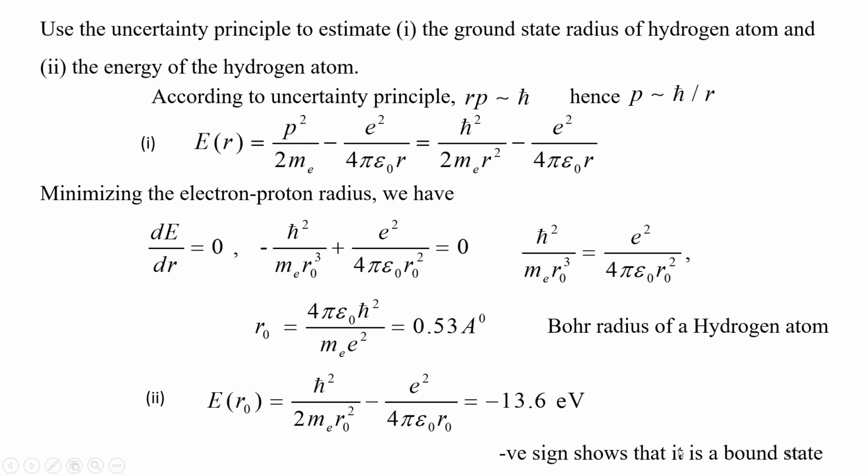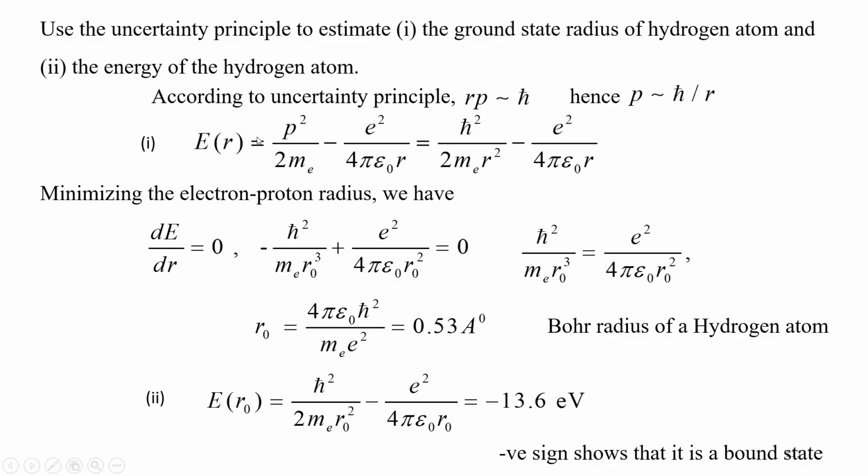Now let us solve one small problem connected with the uncertainty principle. We are going to estimate the ground state radius of the hydrogen atom and the energy of the hydrogen atom. According to the uncertainty principle, we know that Δr Δp is more or less equal to ħ. So for the time being, we take r times p more or less equal to ħ, so p equals ħ by r.